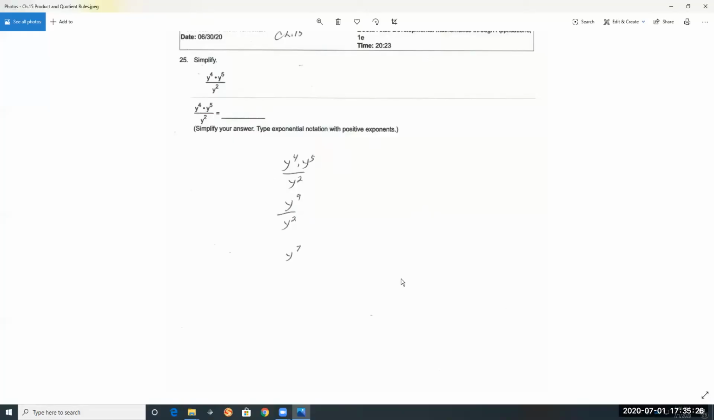For this next problem, you notice we have a product divided by an exponential. So let's do the multiplication first. Y to the fourth times y to the fifth. They have the same base. We're going to keep the base and add the powers to get 9. Now, dividing y to the ninth by y squared, the bases are the same. So we're going to subtract the denominator power 2 from the numerator power 9, coming up with y to the 7th.